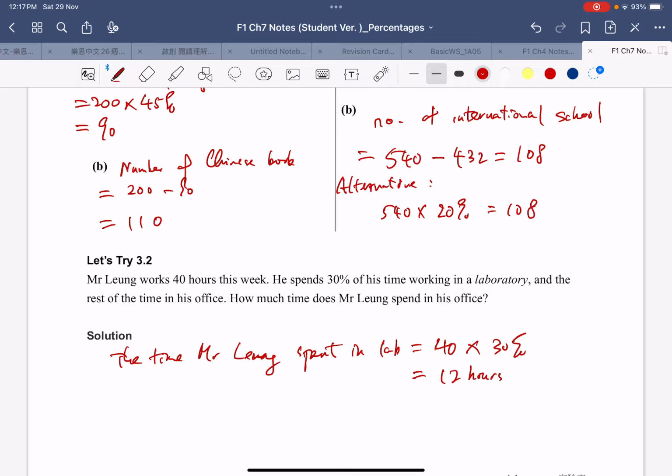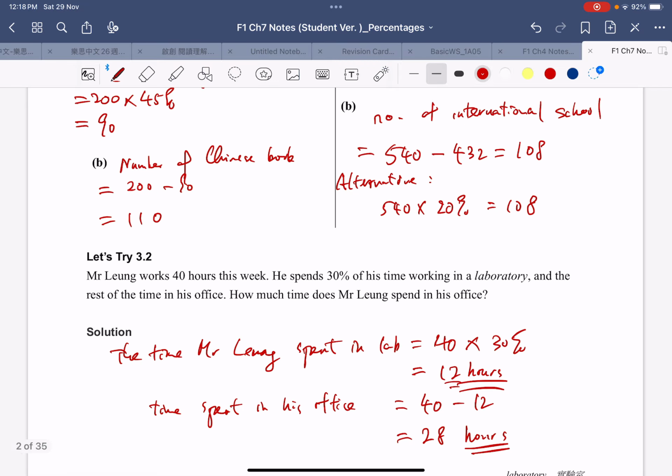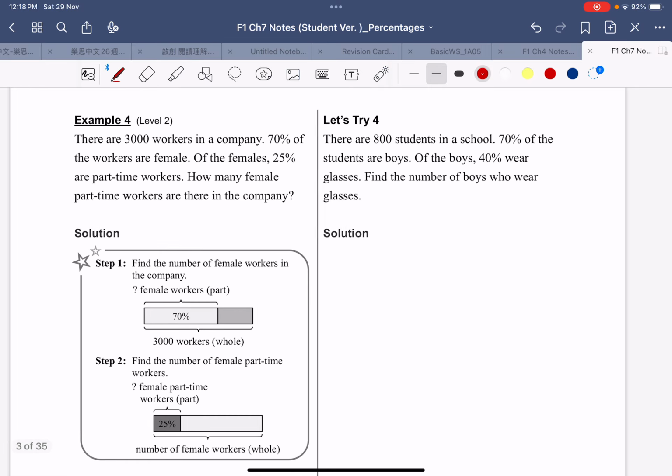And therefore, the time he spent in his office is the time remaining. That is 40 minus 12 hours, which gives you 28 hours. Always have a unit here. Okay, that's simple. Let's move on to example 4.